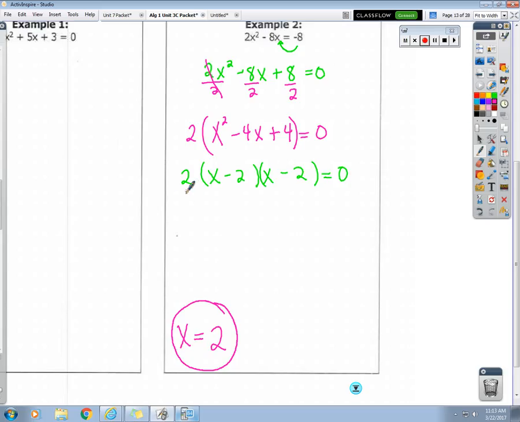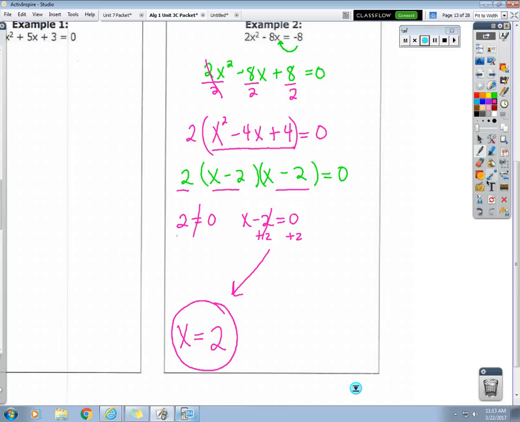Now look, when I set each of these equal to 0, 2 equals 0 makes no sense. X minus 2 equals 0, you would have to add the 2 over, and you would end up with a positive 2. Well, isn't that one going to be the exact same thing? So that's why you ended up with one solution, because once you GCF'd out the 2, you ended up with a perfect square trinomial, which means these match, which means there'll be one answer. So do you see how, even though we're learning quadratic formula, not every one of these has to be solved by quadratic formula. You do whatever method is easiest for you.